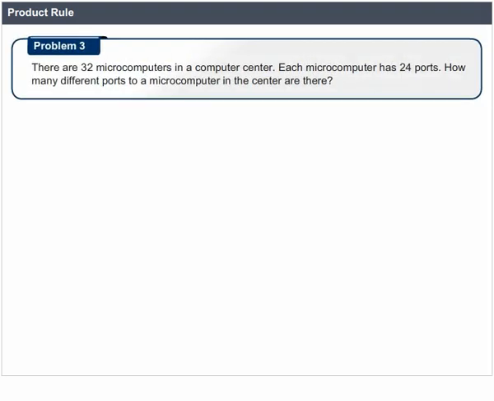There are 32 microcomputers in a computer center. Each microcomputer has 24 ports. How many different ports to a microcomputer in the center are there?